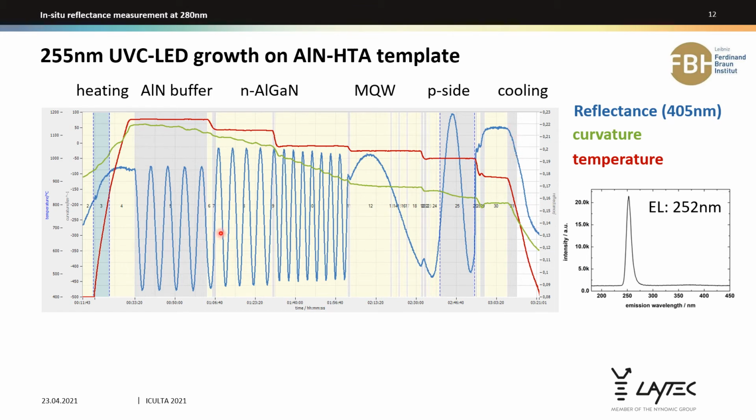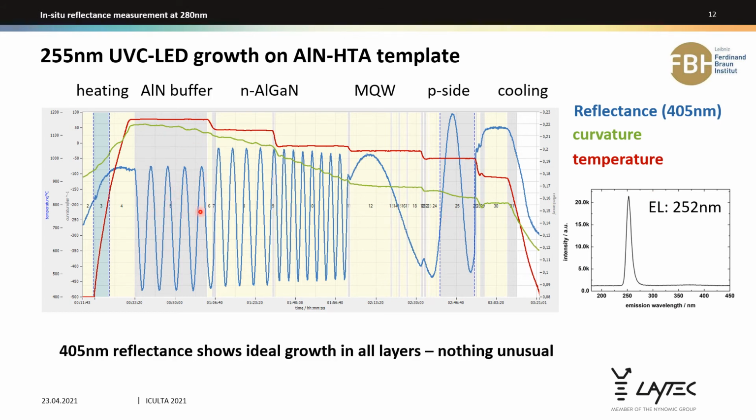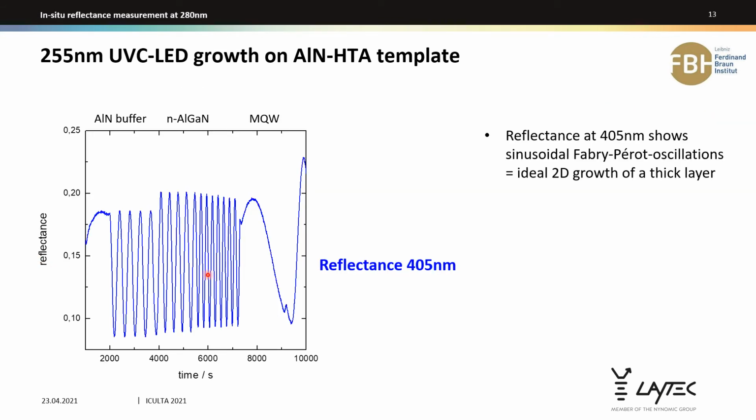The blue curve is the reflectance at 400 nanometer, the green curve is the curvature, and the red curve is the temperature. PL data are provided to show that the LED in the end emitted at 252 nanometers, so very close to the target. If we look at these data, especially at the reflectance curve, everything looks nice. We see nice Fabry-Pérot oscillations with the temperature changes, the amplitude changes, and the growth rate are different, but we see nice oscillations, and there's no indication something went wrong. Really? So let us look in more detail.